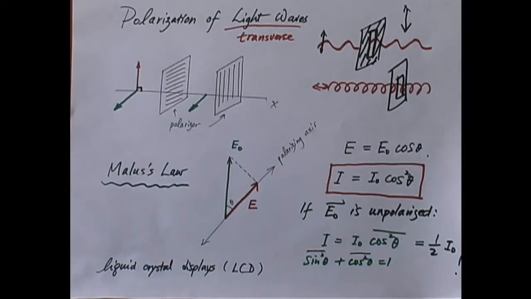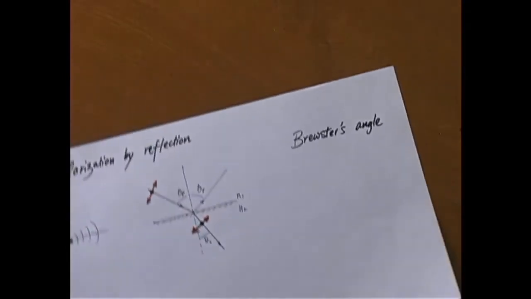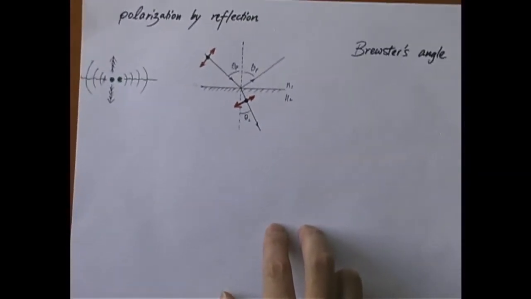Now, going through a polarizer is only one way to cause polarization in light. There is another prominent way to polarize an otherwise unpolarized beam of light, and that's by reflection. Very simple, reflection. Let me show you how that works.